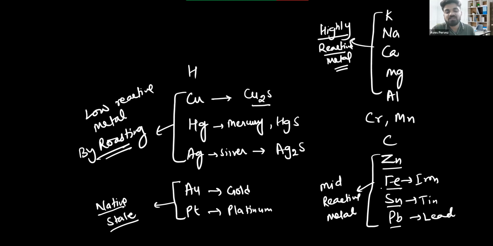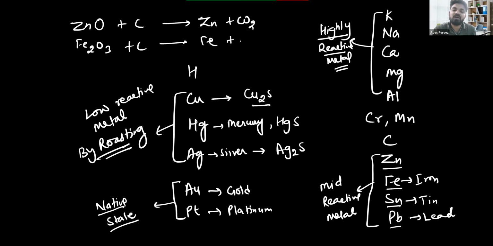For zinc, iron, tin, lead, I have placed carbon above them. So if they are in oxide form, after roasting or calcination brings zinc carbonate or zinc sulfide into oxide form, like Fe in the form of Fe2O3, and we heat with carbon, they are converted into zinc plus carbon dioxide, and iron plus carbon dioxide. So if we have these metals in oxide form, they can be reduced with the help of carbon. They can also be reduced with more reactive metals, like aluminium or calcium, but these metals are costlier.